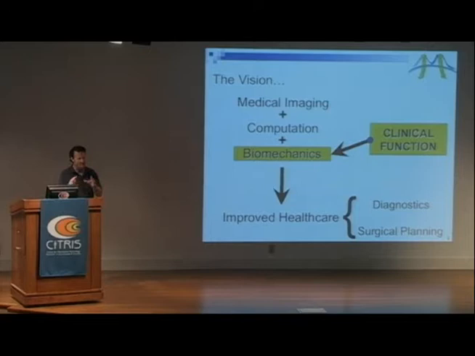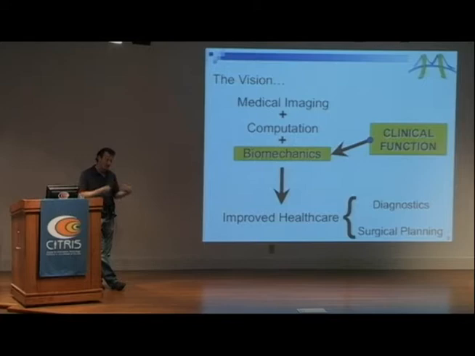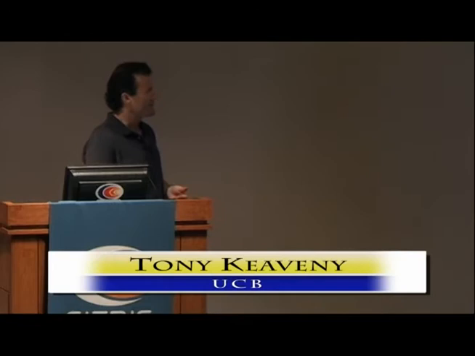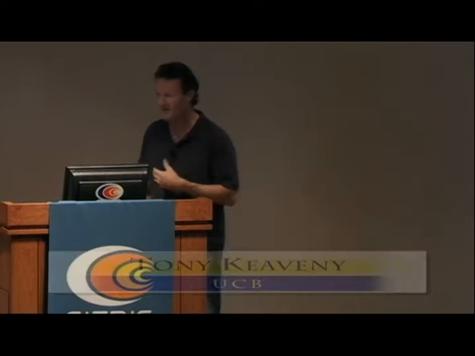So what we're trying to do here at a very high level is combine computation with medical imaging. And that can be done in a number of ways, but where I get involved is we try and add into that some physiological modeling associated with biomechanics to ultimately provide more useful information from the medical image than a radiologist ordinarily gets just by looking at the medical image. And ultimately then, this should lead to improved diagnostics and improved surgical planning. And I'll explain some of the significance of that.